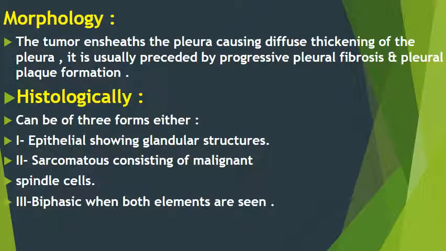Morphology. The tumor ensheathes the pleura, surrounding the whole pleura, which causes diffuse thickening of the pleura. It might be preceded by progressive pleural fibrosis or pleural plaque formation, which is also one of the complications or consequences of asbestosis.